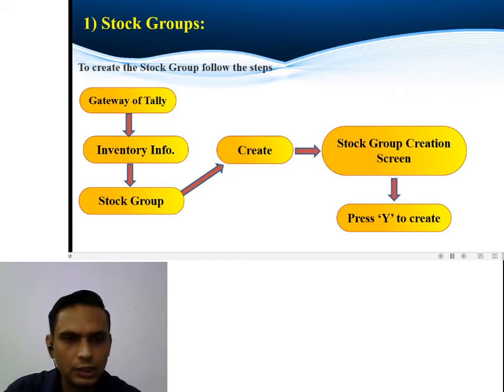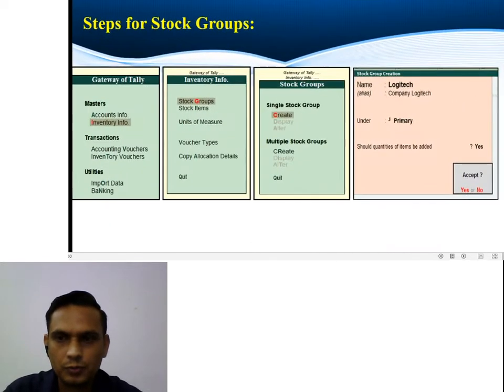In that dialog box, select the stock group creation screen. After getting the stock group creation screen, fill in the respective information and press Y or press Enter to create that stock group. To create this stock group, we have these windows: Gateway of Tally, inventory info, select the stock group, select single stock group, create option. This type of window will appear, called the stock group creation window.